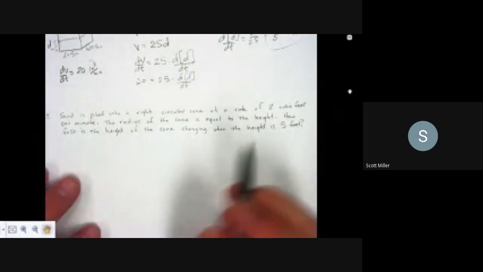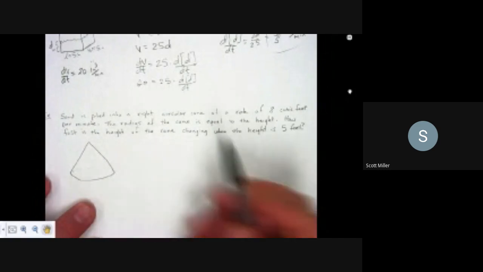Sand is piled into a right circular cone at a rate of 8 cubic feet per minute. The radius of the cone is equal to its height. How fast is the height of the cone changing when the height is 5 feet? They use this one a lot because in the real world, if you steadily drop dirt into a big pile, it will form a cone, a right circular cone. That's what it does.